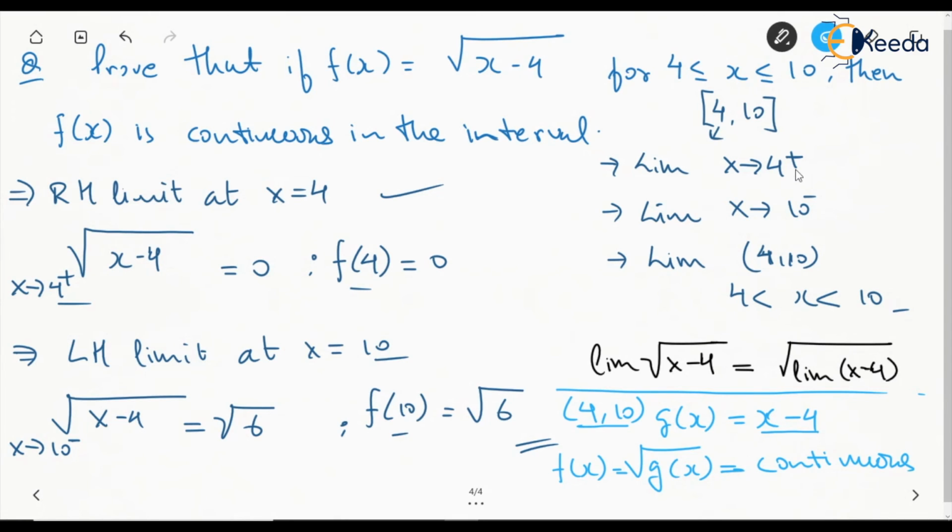So we have checked for the right hand limit at 4, left hand limit at 10, and the interval also. So we can overall say that this function is continuous in the closed interval 4 to 10. Right? All checks have been done. So this function is continuous.